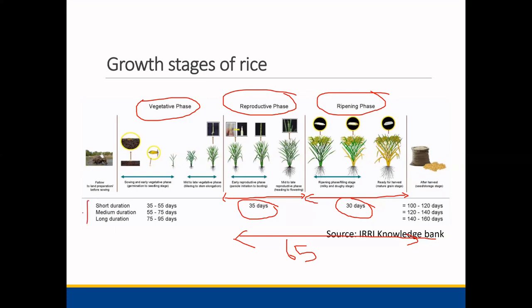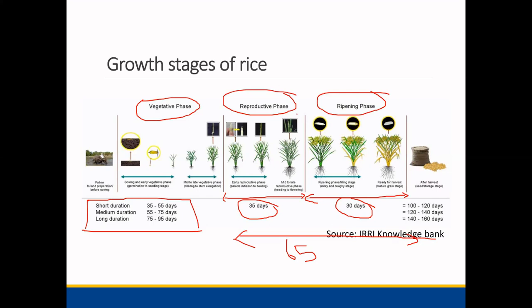So I took this picture that clearly shows how many days the vegetative phase takes if it is a short duration, medium duration, or long duration variety. To calculate this, you have to subtract the 65 from the total duration. That's very simple math. The long age variety will have a longer vegetative phase, and the short age variety will have a shorter vegetative phase.